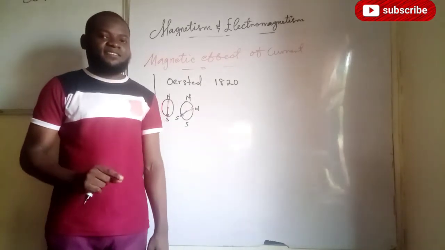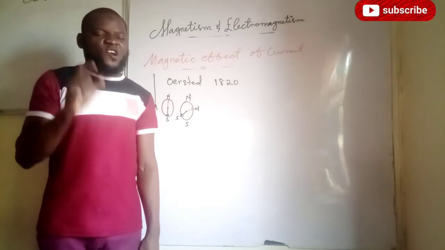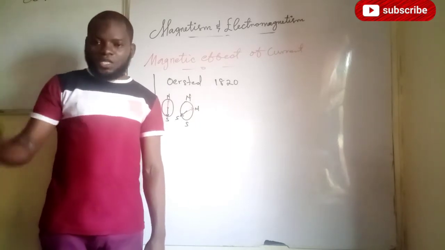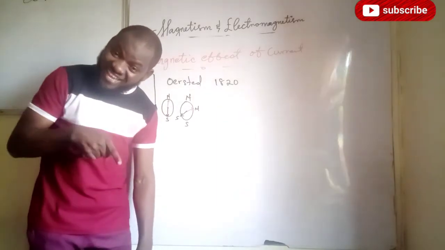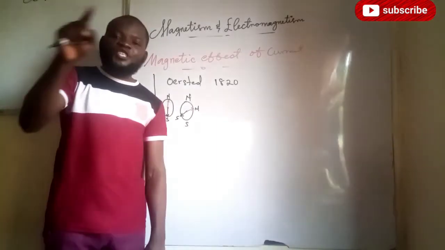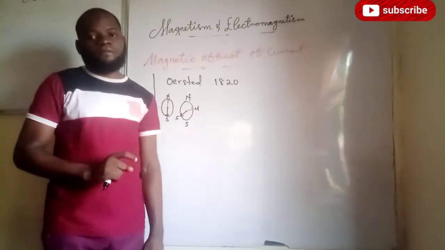Are we together, guys? I'll take it again. In a nutshell, a current carrying conductor, that is a conductor that carries current, are we together? Always produces a magnetic field around itself.